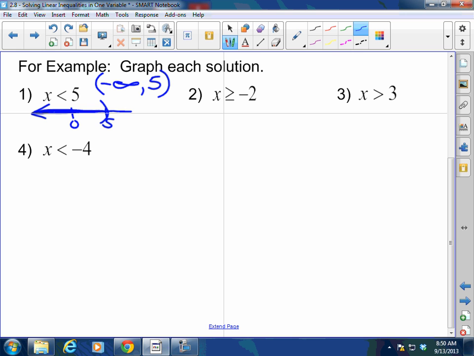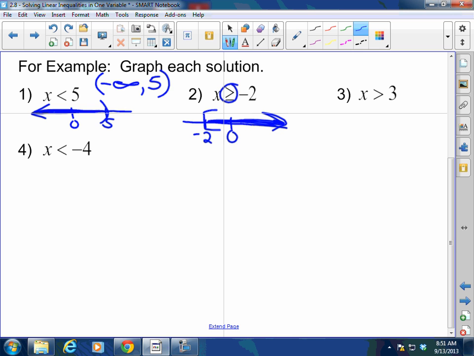X is greater than or equal to negative 2. Make my 0 as a reference, my negative 2. Am I going to go to the left or to the right of that? To the right. Awesome. Am I going to use a parenthesis or a bracket? Bracket, because it's greater than or equal to. Shade to the right. Okay, what's my interval notation here?